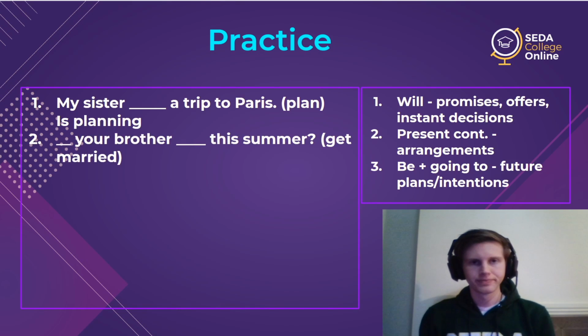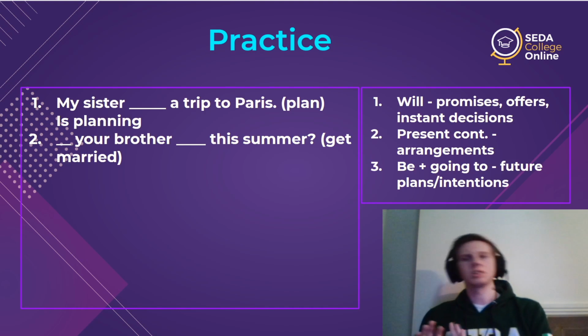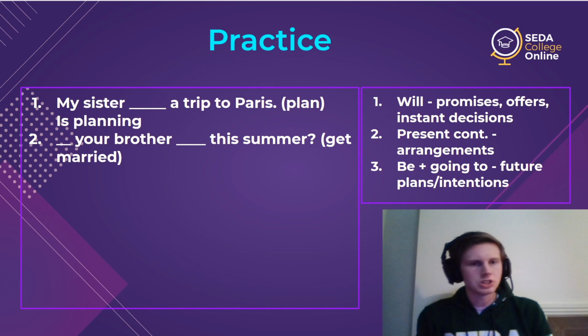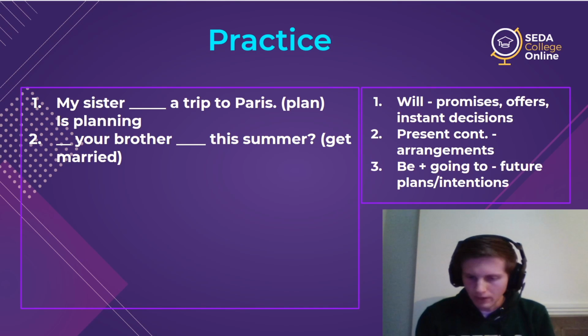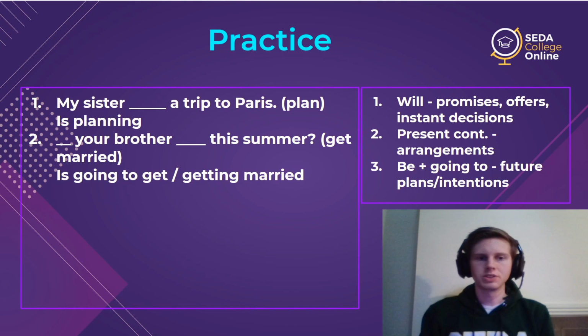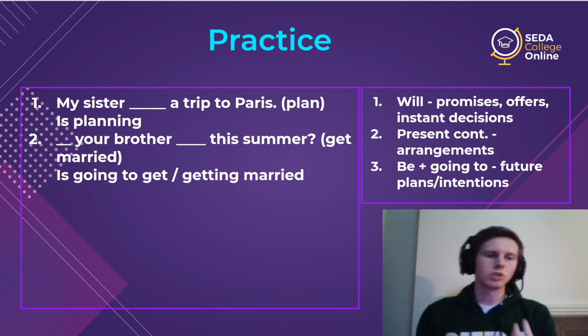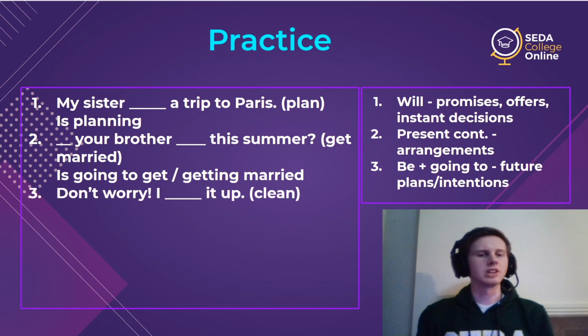Okay, here's another. Blank your brother blank this summer. Get married. Ooh, two blanks, question mark. So we know we're bringing back the subject auxiliary version from last lesson to make the move. So what do you think? Will, present continuous, or be going to? Well, good news. Two different ones are correct. Is going to get, getting married. It makes no difference. Is your brother getting married this summer, or is your brother going to get married this summer? You know, this one there's no good rule. Take your pick.